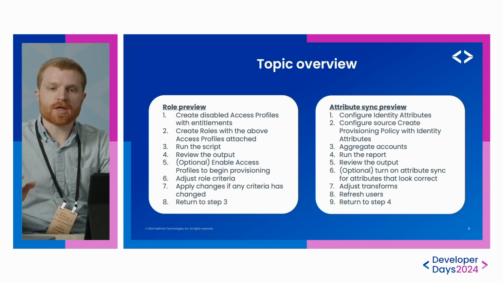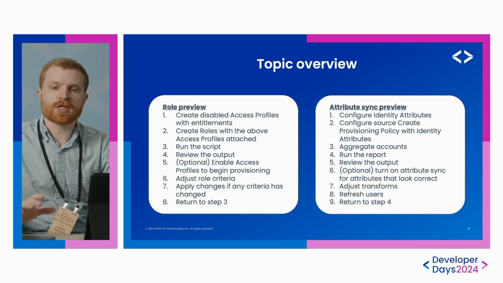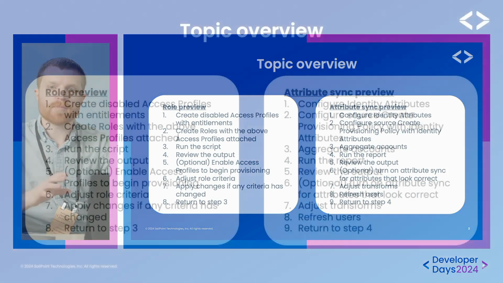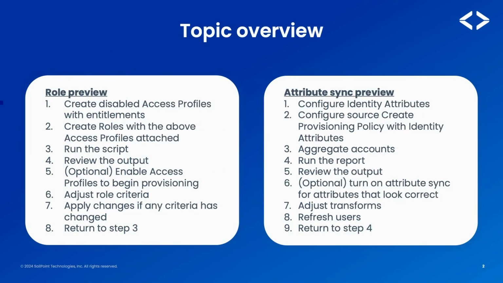A few prerequisites. For the role preview, we want to have some access profiles created but left disabled and attach some of the entitlements onto those. That way we can link up those two objects for the script. Also, we'll have some roles which will be enabled. They'll have membership criteria and the access profiles will be attached to those.